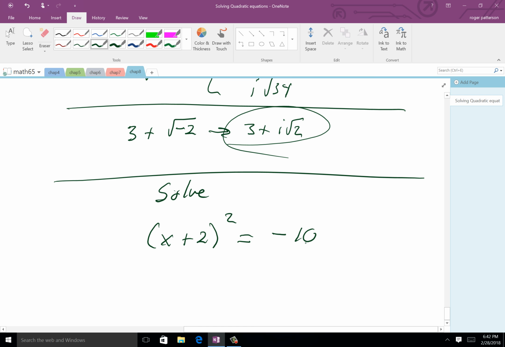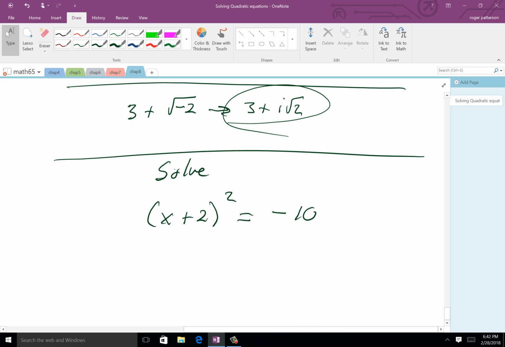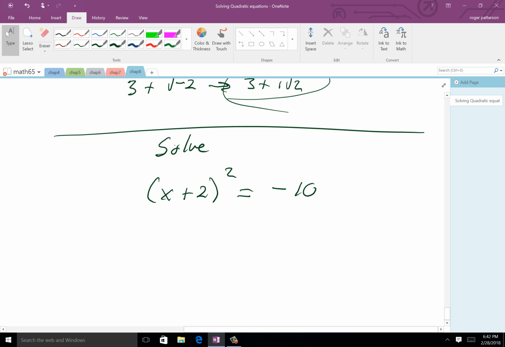So we have this, right? Well, we did some of these on Monday, so what do we have to do to figure this out? What's our first step here? Yeah, we're going to take the square root, right?